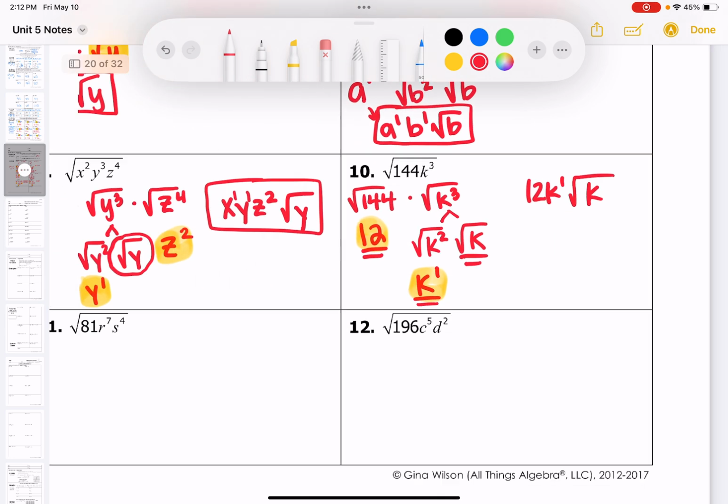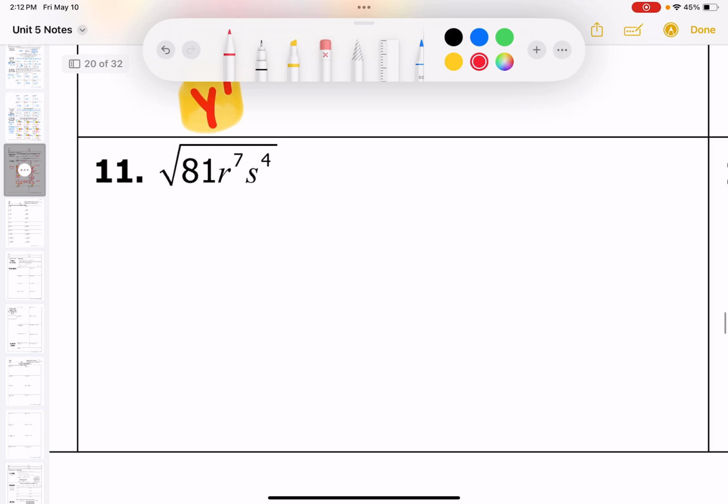All right, number 11. We have the square root of 81 r to the 7th s to the 4th. So let's break it up.